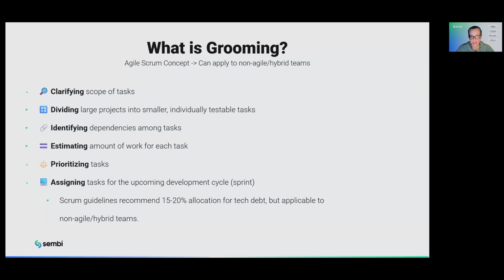Identifying dependencies among tasks. You don't want to get to the point where you're unable to work on something because there are three other tasks that have to be done first. Estimating the amount of work. We don't want any one person to be overwhelmed. Prioritizing. What's the most important? What's going to get us the most bang for our buck? And then assigning tasks for the upcoming development cycle, sprint, whatever you want to call the chunk of work that comes next. Now, Scrum guidelines typically recommend about 15 to 20% of your total work allowance be allocated for tech debt. But again, that can be applicable to non-agile and hybrid teams. And it also just depends on your individual organization and application.